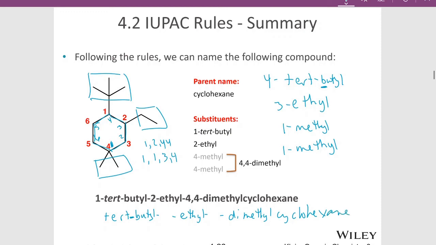Now, where I disagree with the author is the numbering. We have 1,1-dimethyl, 3-ethyl, 4-tert-butyl, and so we have to alphabetize that to put it all together. So it's going to be 4-tert-butyl-3-ethyl-1,1-dimethylcyclohexane. So this slide was numbered incorrectly.